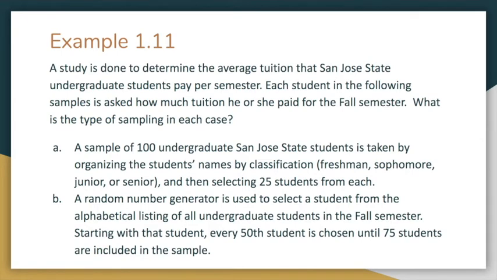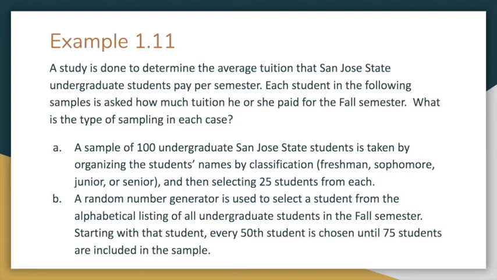Okay, so hopefully you've had a chance to look at all the choices. In A we have a sample of 100 undergraduates, and we are organizing them by their grade level, freshman, sophomore, junior, senior, and then we're selecting 25 students from each grade level. So that would be an example of stratified sampling. Okay, we're taking some from each category.